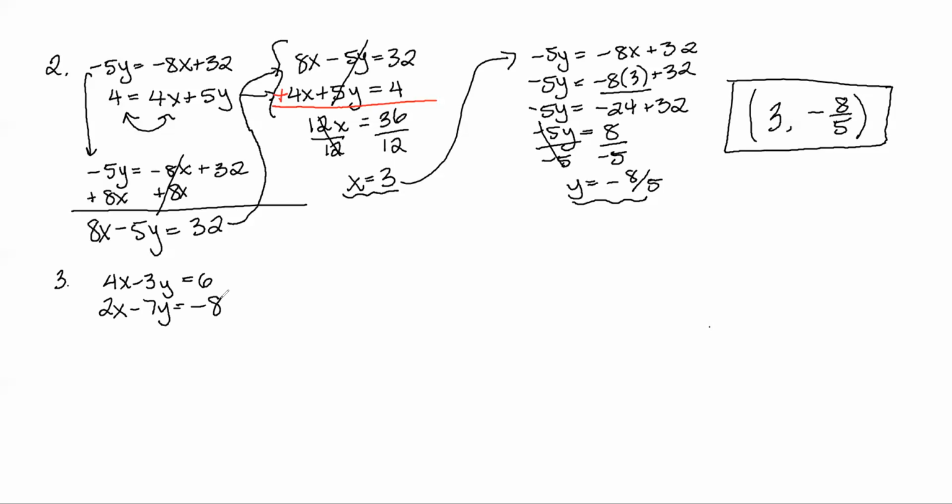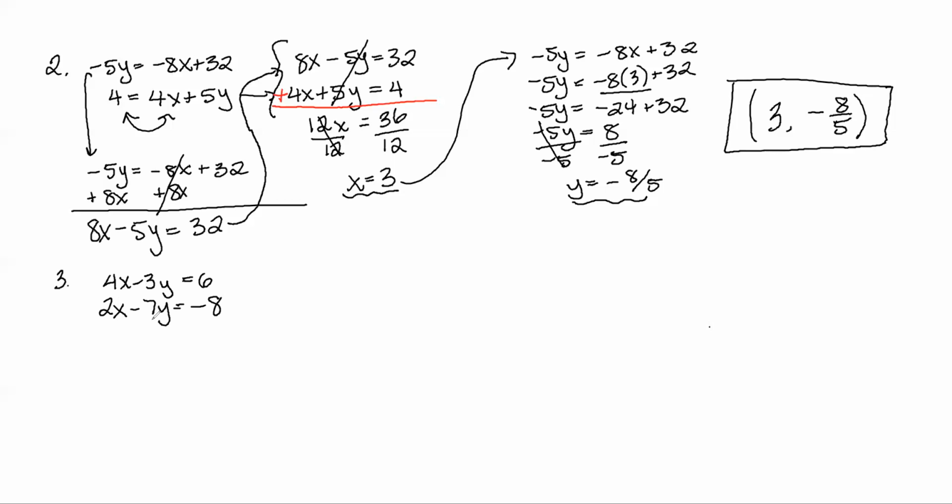All right, so again, what we're looking for is opposites. We have 4 and 2 for the x's, negative 3 and negative 7 for the y's. None of those are even the same number. So first thing you want to do is figure out which variable would be easier to eliminate. And sometimes there isn't a right or wrong answer. In this one, there's one that's a little bit easier.